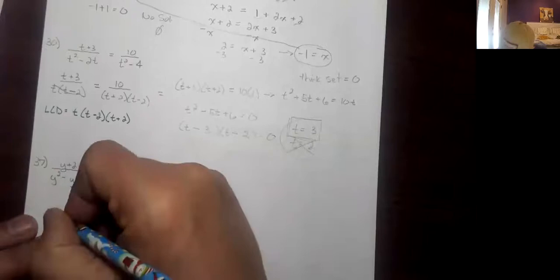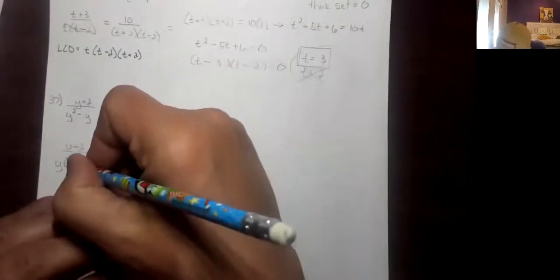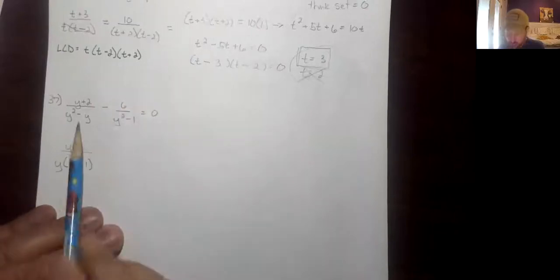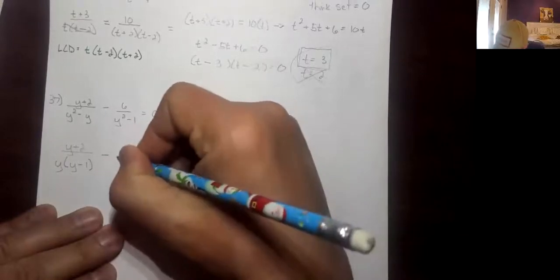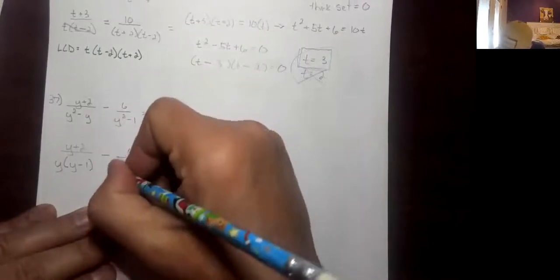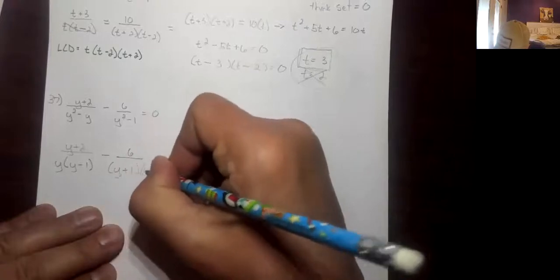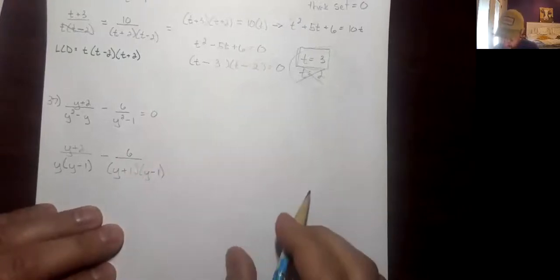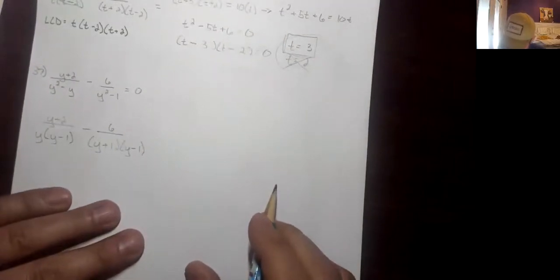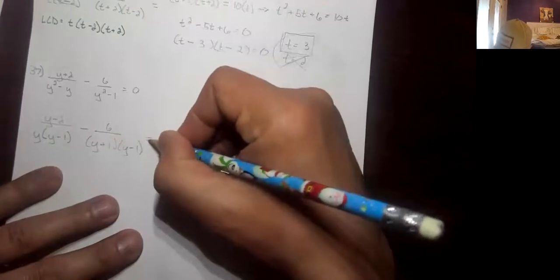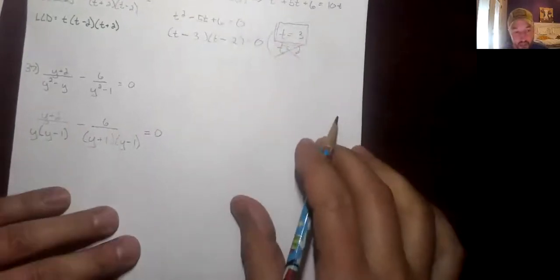Now we'll do number 37, and then we'll call it good. Again, I need to find out what happens on the bottom. Put it up a little bit here. When I pull a y out, I have y times y minus 1. And I'm subtracting 6 over, well, this one becomes y plus 1, y minus 1. Maybe this was a bad one to choose because it basically is the same thing as the top, only with a y instead of a t. Oh well. It's already set equal to 0.